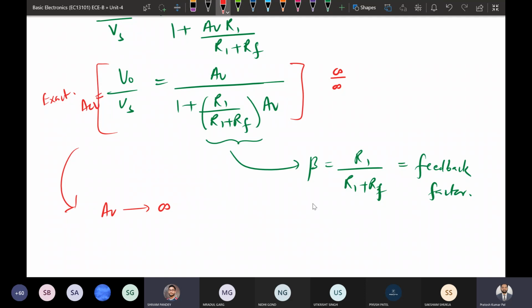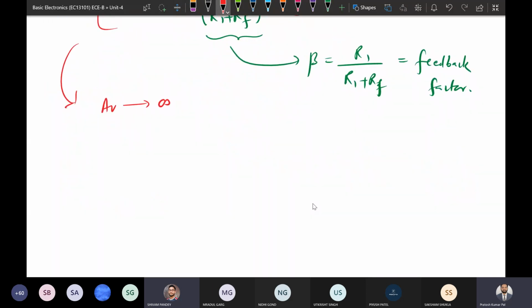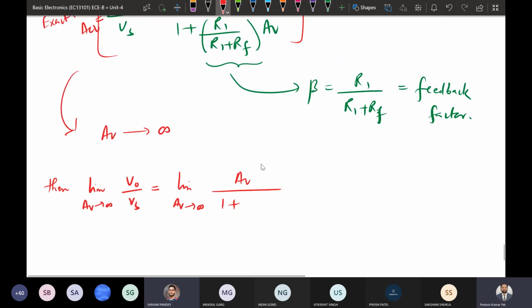Okay, so by putting AV equals to infinity, we need to find this out by using the limit theorem. So for that consideration we need to consider the limit as AV tends to infinity of Vo divided by Vs, and the value is AV divided by 1 plus R1 by R1 plus Rf multiplied by AV.